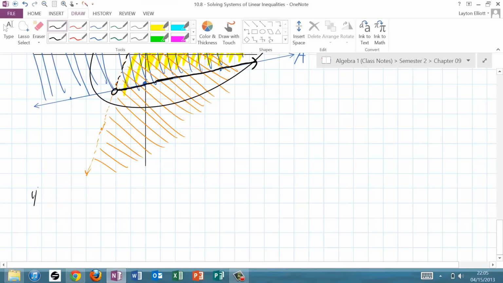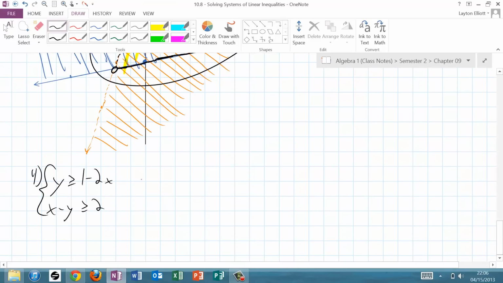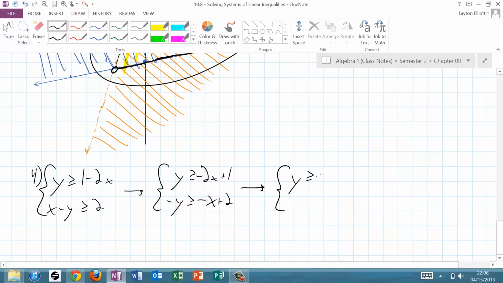Okay, number 4. Let's do y is greater than or equal to 1 minus 2x, and x minus y is greater than or equal to 2. So like we said, I'm going to put this in a left brace and do an arrow and make sure they're both in slope-intercept form. Y is greater than or equal to negative 2x plus 1, and negative y is greater than or equal to negative x plus 2. So let's carry that over one more time. Y is greater than or equal to negative 2x plus 1, and y is, change the sign, less than or equal to positive x minus 2.